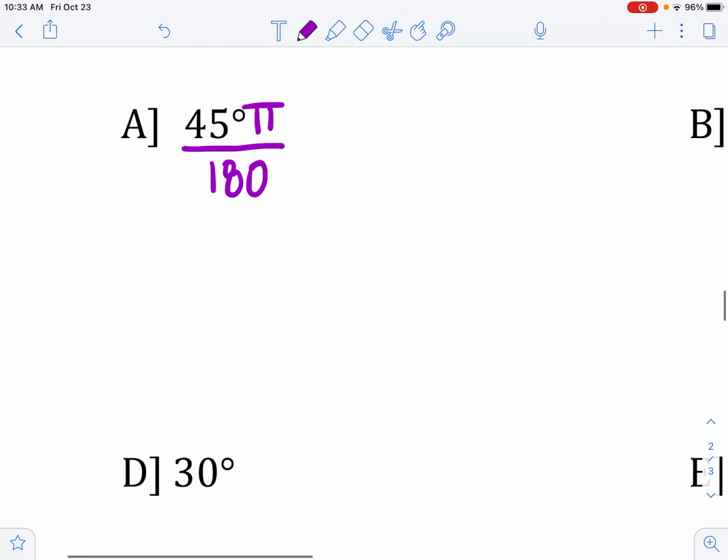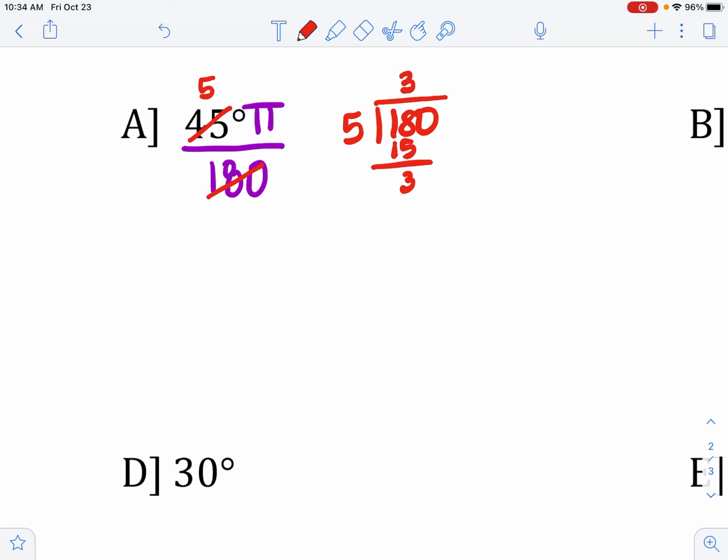And now I need to simplify this. So I need the biggest number that goes into 45 and 180. Some people get stuck, and if you need to go little by little, it's fine. If you say 5 goes in here, okay, and then 5 goes in here 36 times. No, it doesn't. Let me think in my brain here. 180 divided by 5. It goes into 18 3 times. 3 times 5 is 15. 3, 0. Yes, it does. Come on, I can do mental math.